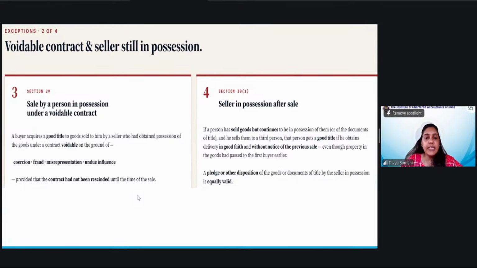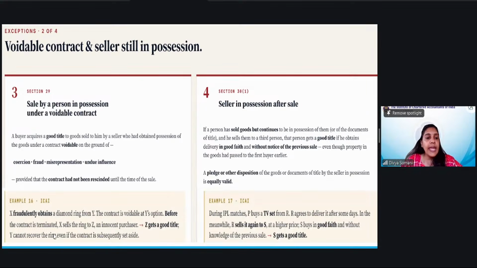Let me quickly tell you the example also. X fraudulently obtains a diamond ring from Y. Okay, so X obtains the ring. Now he will become a seller, if he is further selling. The contract is voidable at the option of Y. Y here is in the original case, since Y's consent was not free. Therefore, we can say that it is voidable at the option of Y.